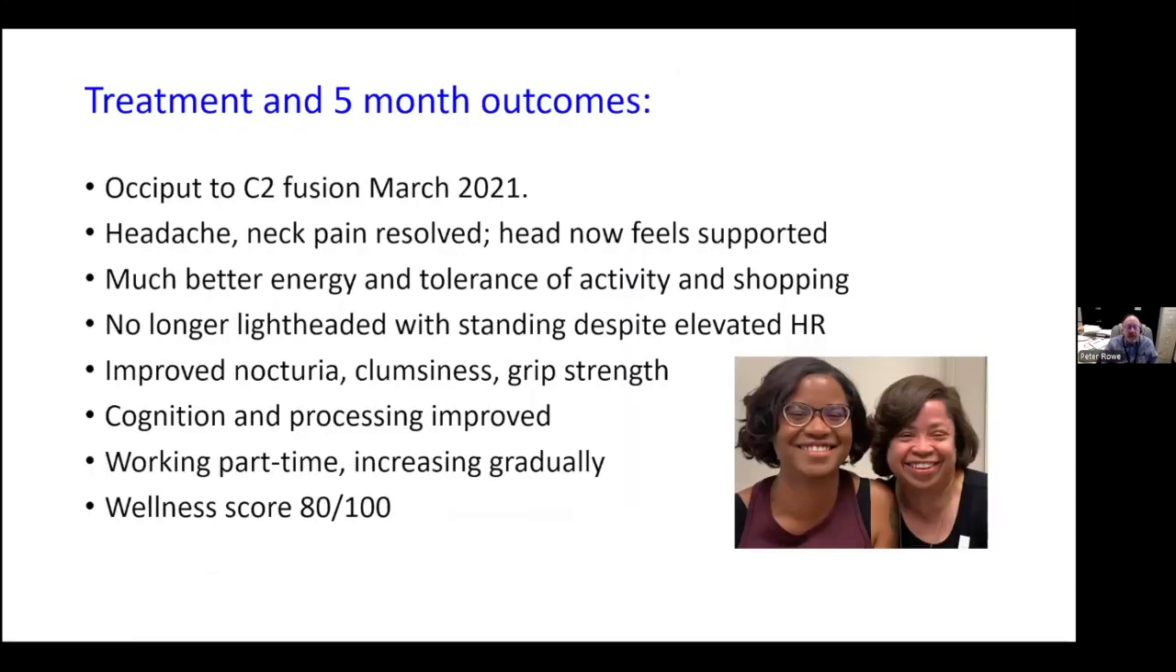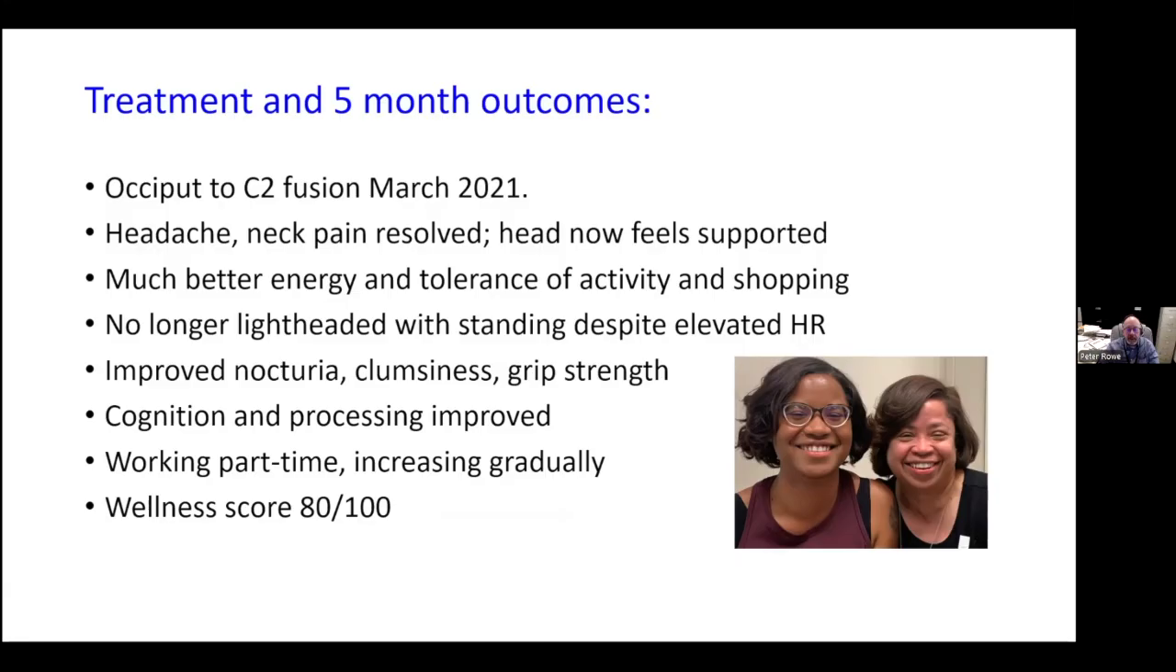So what happened to this young woman? Well, she had an occiput to C2 fusion. Remember, she had too much movement of the brain on the spine and then also excessive rotational movement of C1 on C2. So that is treated with this kind of procedure. And when there's movement of the spine on the occiput on the spine, that is called cranio-cervical instability. If it's just C1 on C2 rotational abnormalities, that's atlanto-axial instability.